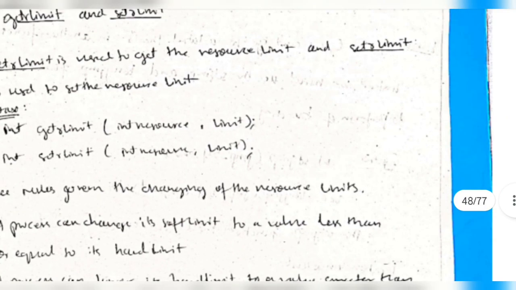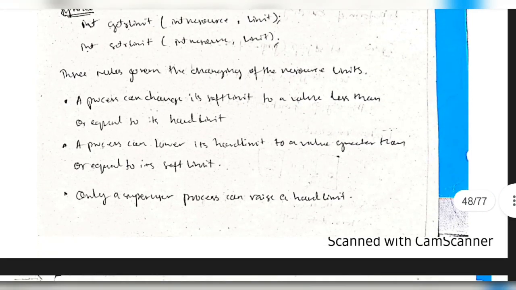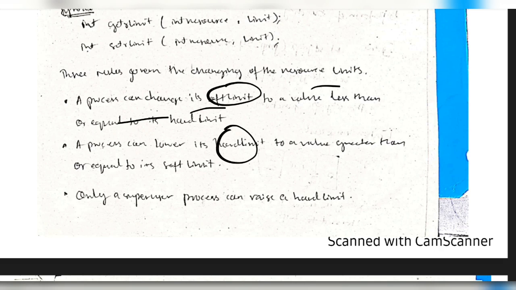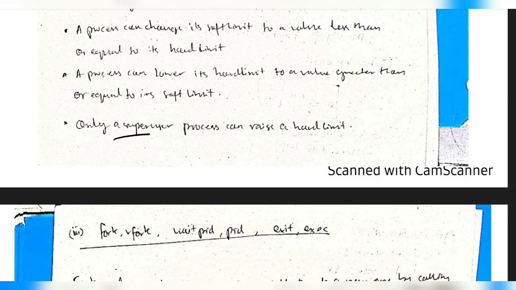Okay, so there are 3 rules governing the change of the resource limits. A process can change its soft limit. There are 2 limits here, soft limit and hard limit. A soft limit can be changed to a value which must never be increased beyond the hard limit. And the hard limit has to go through a lot of things before it changes. Only a super user process can raise the hard limit.